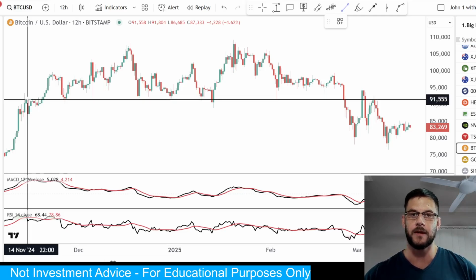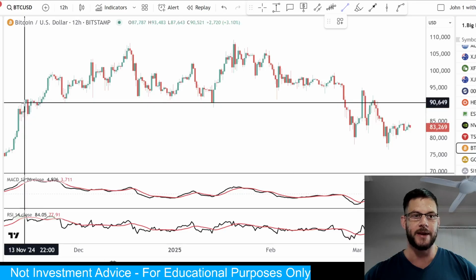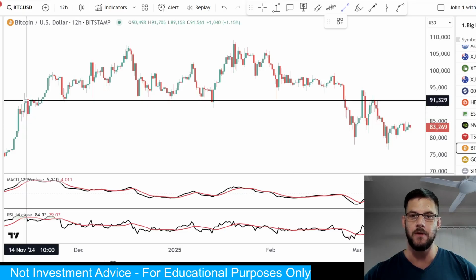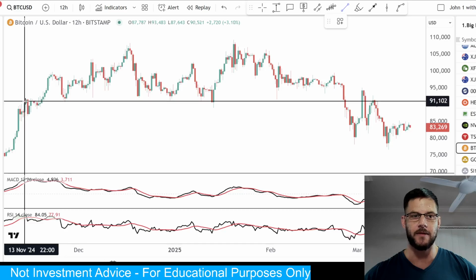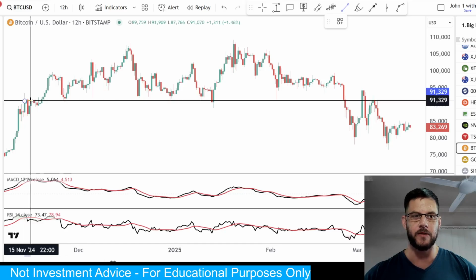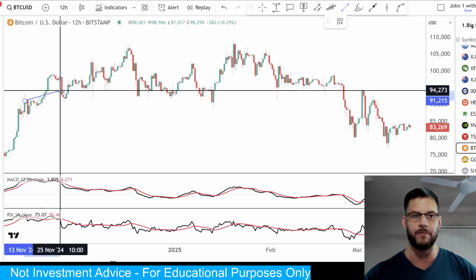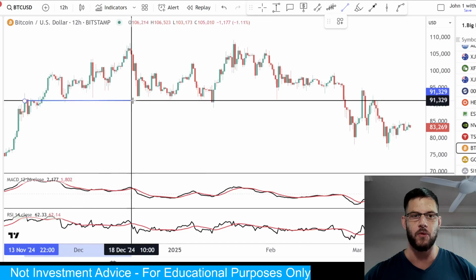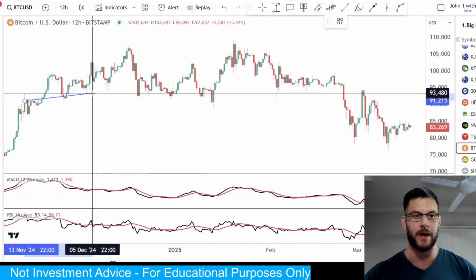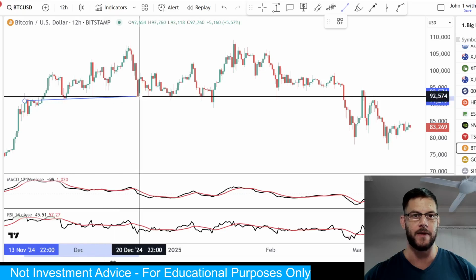So if we look at the Bitcoin chart, if we go back to mid-November 2024, you can see around this 91,000 level here. You can see that was previously an all-time high. It took quite a few candles to break through, and once it broke through, have a look at that, it found support there again. Support there on the candle wick that might be a little bit hard to see on this video.